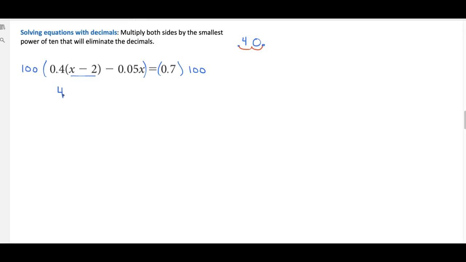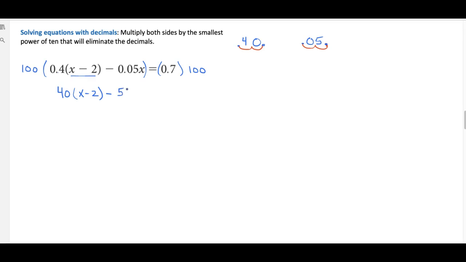So this is 40 times x minus 2, and that's going to be minus, now the 100 is going to be multiplied times the 0.05. So now we have 0.05 times 100, which means we're going to take that decimal point over 2 places, and we're going to end up with a decimal point here at the end. All right, so that gives us a 5.